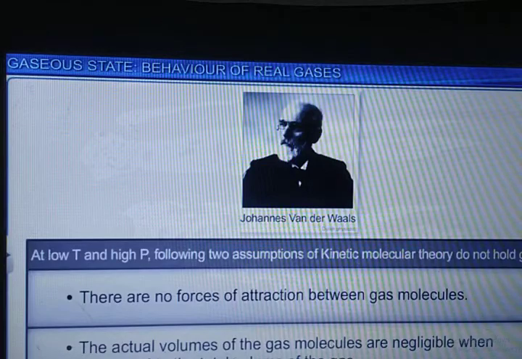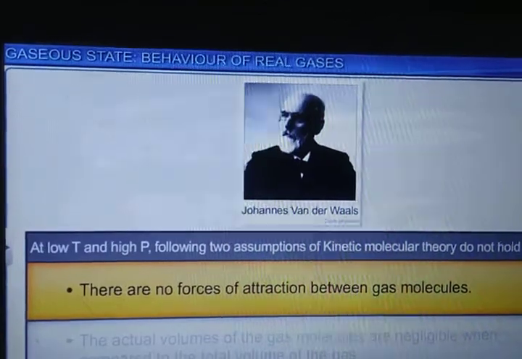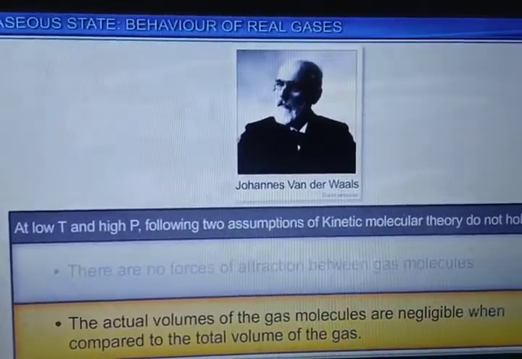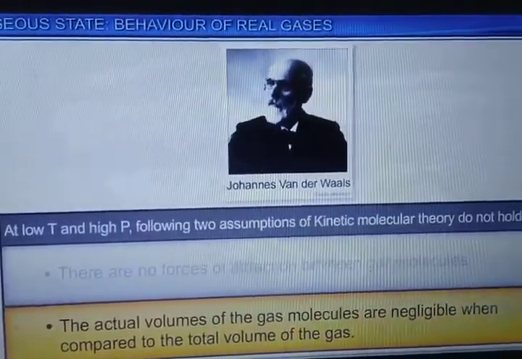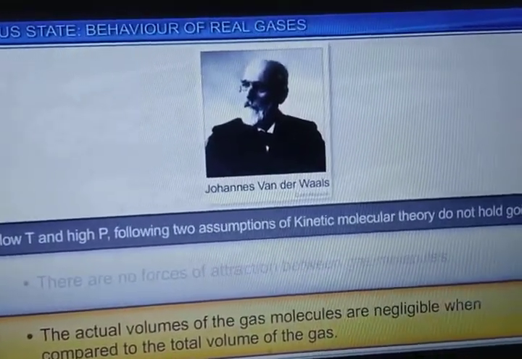Assumption 1. There are no forces of attraction between gas molecules. Assumption 2. The actual volumes of the gas molecules are negligible when compared to the total volume of the gas. Let us see how the first assumption is modified and made applicable for a real gas by van der Waals.